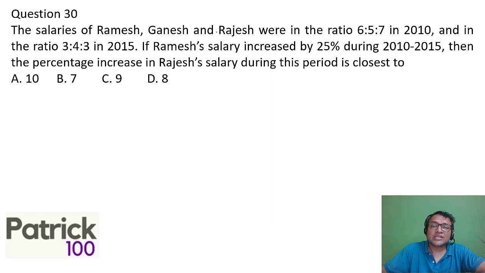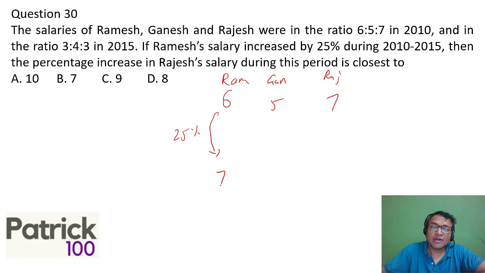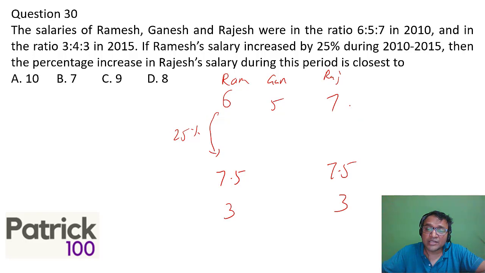Salaries of Ramesh, Ganesh and Rajesh were 6, 5, 7. 6 is Ramesh, Ganesh is 5, Rajesh is 7. It becomes 3, 4, 3 in 2015. But we know Ramesh is increased by 25%. So Ramesh actually becomes 6 plus 25%. 25% of 6 is 1.5, which is 7.5. If Ramesh is 7.5, we know Ramesh and Rajesh are 3:3. So Rajesh also will be 7.5. Both are the same. That means the increase of Rajesh is just 0.5 out of 7, or 1 out of 14.